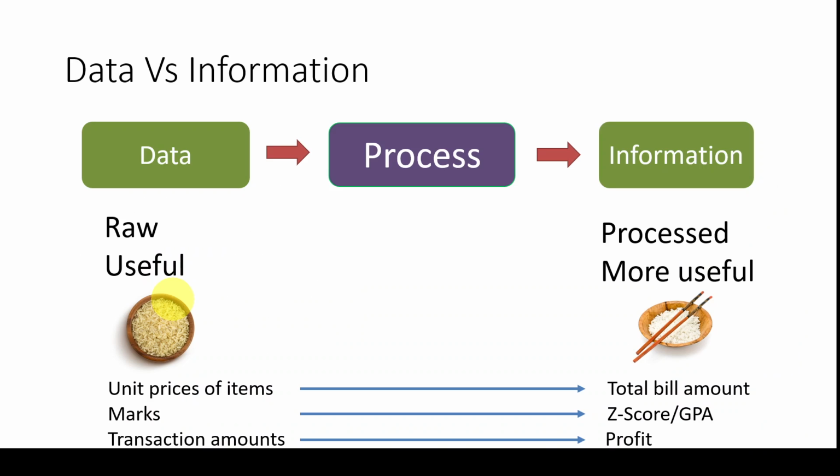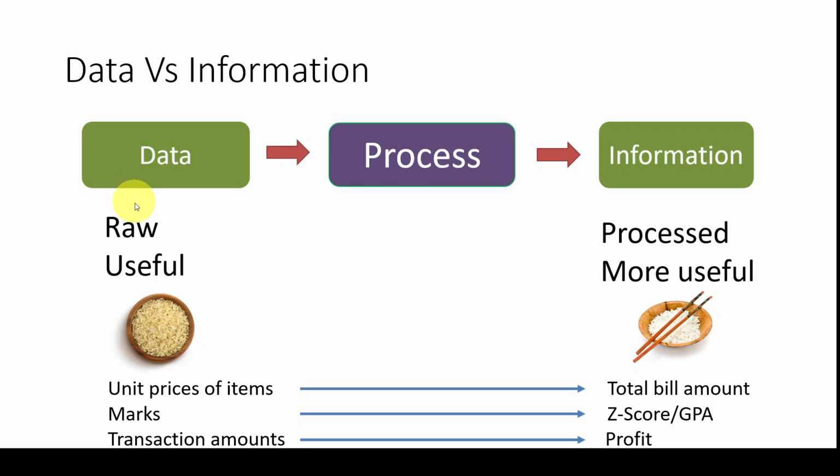Now let's look at the other term, information, because we are more interested in information, right? So what is information? Why are we interested in information? So information is processed data. When you process data in a particular context, what we get is information. So then someone will ask, why do you want to process it? Obviously, we want to process it to make it more useful.